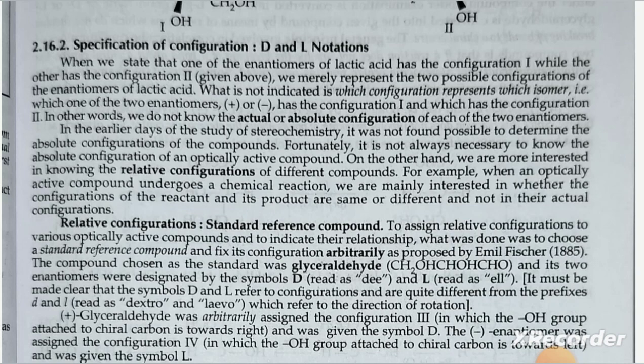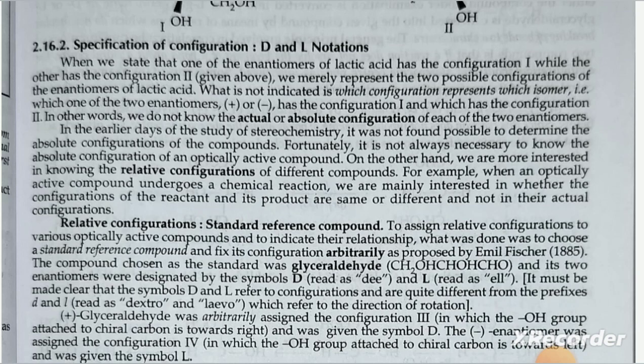In the early days of the study of stereochemistry, it was not possible to determine the absolute configuration of a compound. Fortunately, it is also not necessary to know the absolute configuration of an optically active compound. On the other hand, we are more interested in knowing the relative configuration of different compounds. For example, when an optically active compound undergoes a chemical reaction, we are mainly interested in whether the configurations of the reactant and its product are the same or different, and not in their actual configurations.